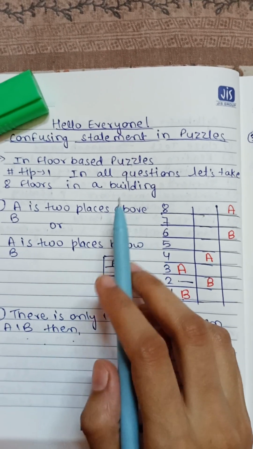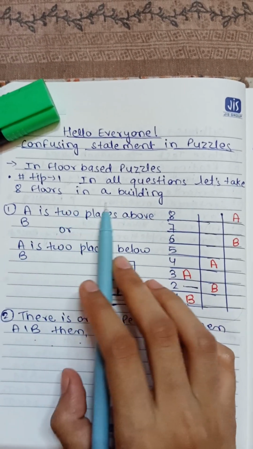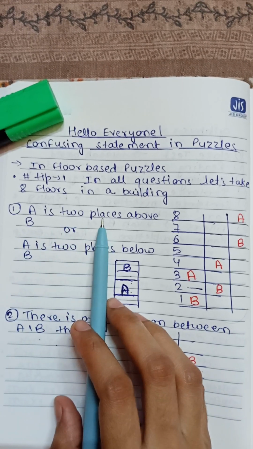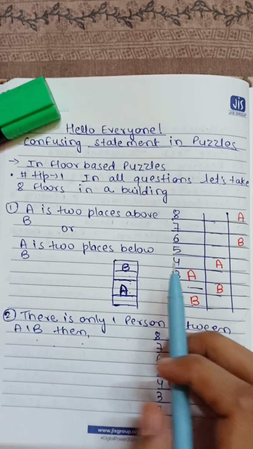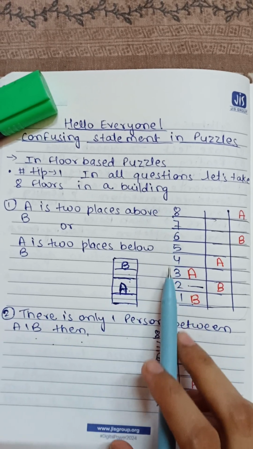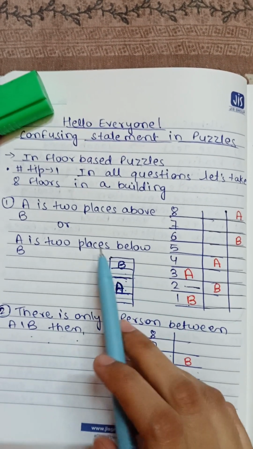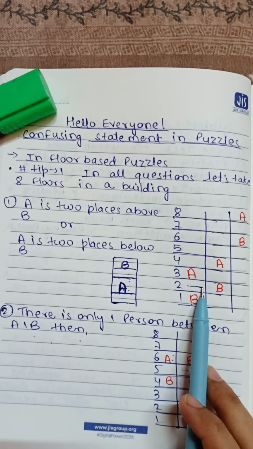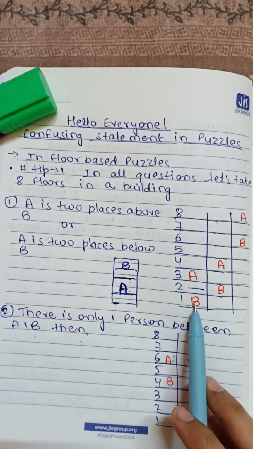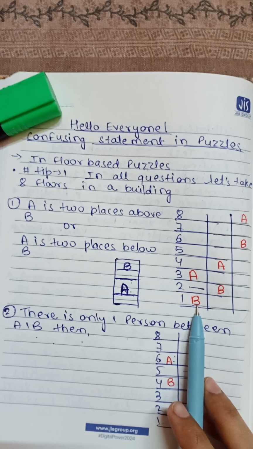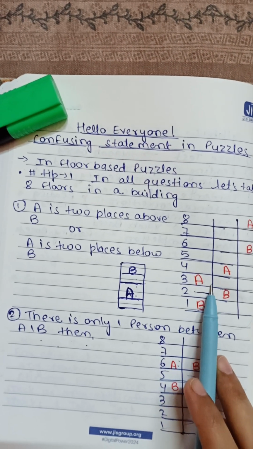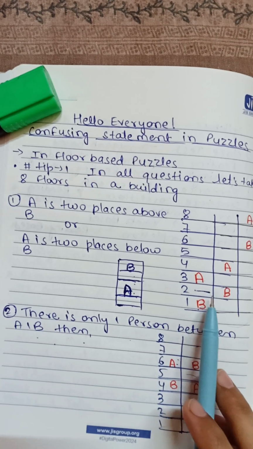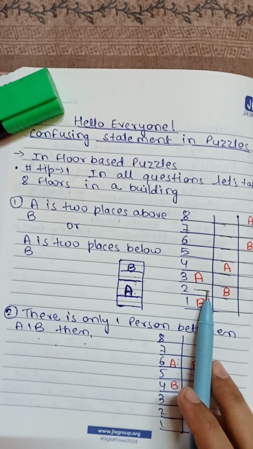So let's start. In all the questions, I have taken 8 floors in a building. Condition number 1 is A is 2 places above B. Then how can we place? There are 8 floors in the building. So in case A is 2 places above B, we have to consider only one floor between A and B. Means here I can place B, then B's first floor and then second floor above is A. Means between A and B there has to be only one floor.